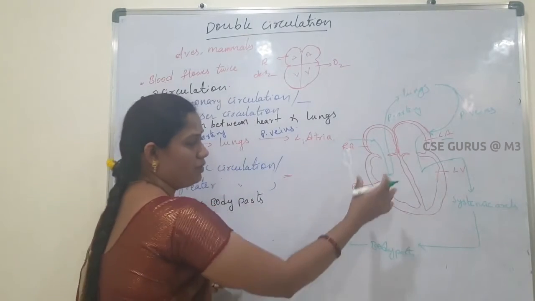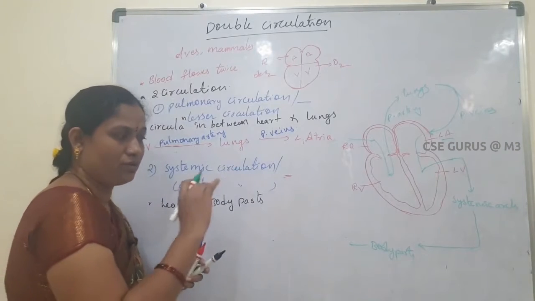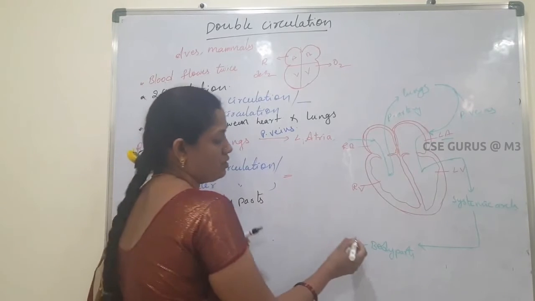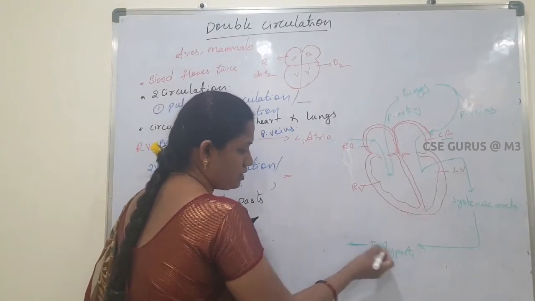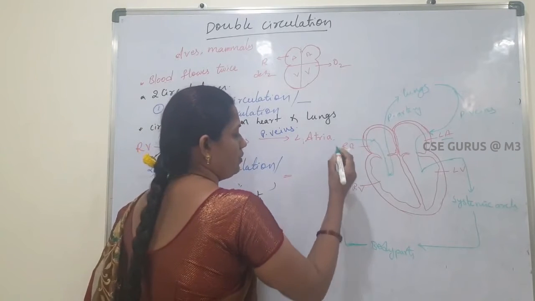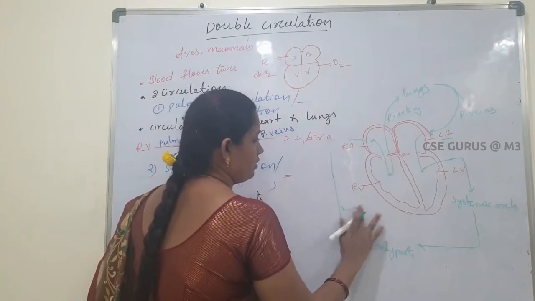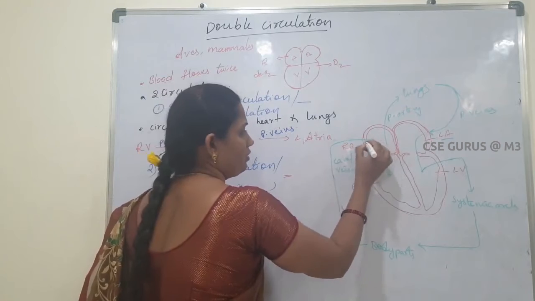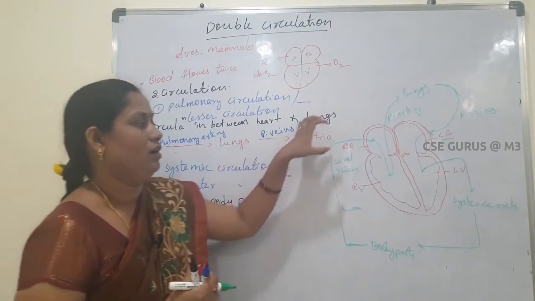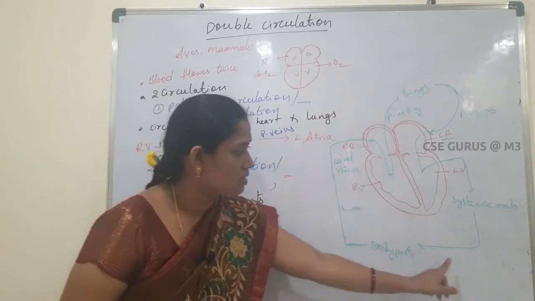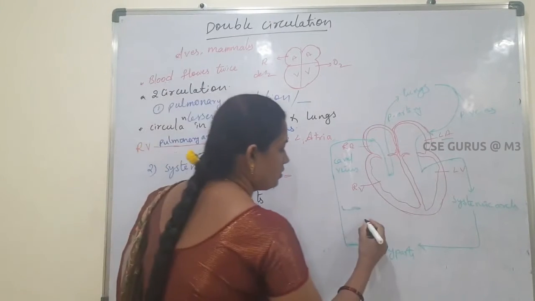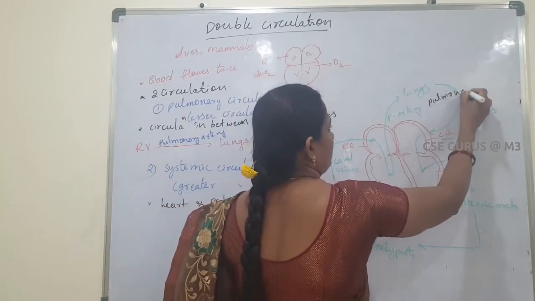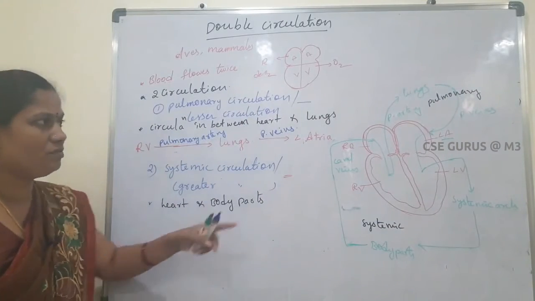In the body parts, the exchange process takes place. Oxygen diffuses into the tissue, and at the same time carbon dioxide diffuses into the blood. Now blood is collected from the body parts and finally, through the caval veins, the pre-caval vein and post-caval vein, it flows into the right atria. This circulation is called systemic circulation. This is systemic circulation, and this is pulmonary circulation.